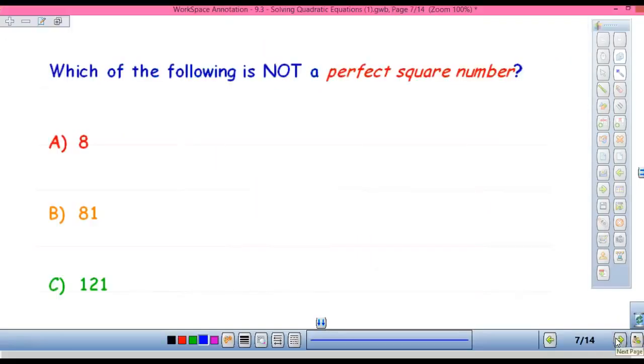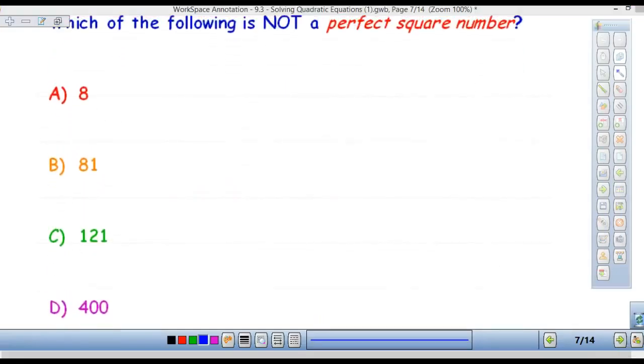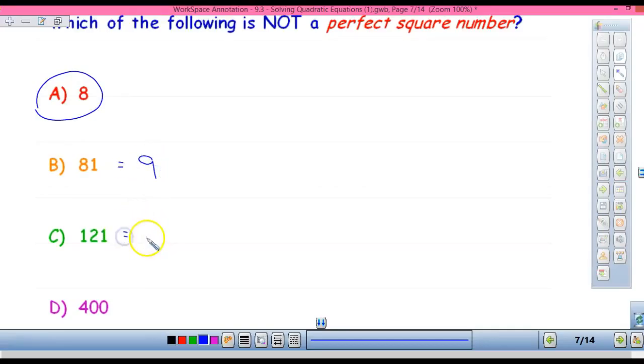All right, good stuff. Which number up here is not a perfect square? Do we remember what perfect squares are? It's when we take the square root, we get a whole number, not a decimal. It's 8, because the square root of 81 is 9, the square root of 121 is 11, and the square root of 400 is 20. So it's 8.